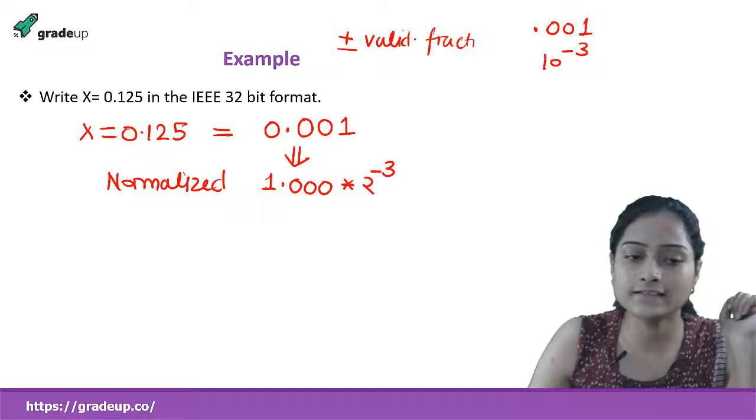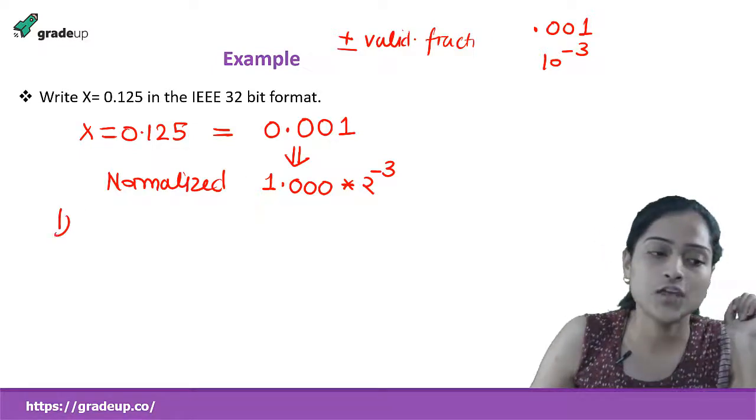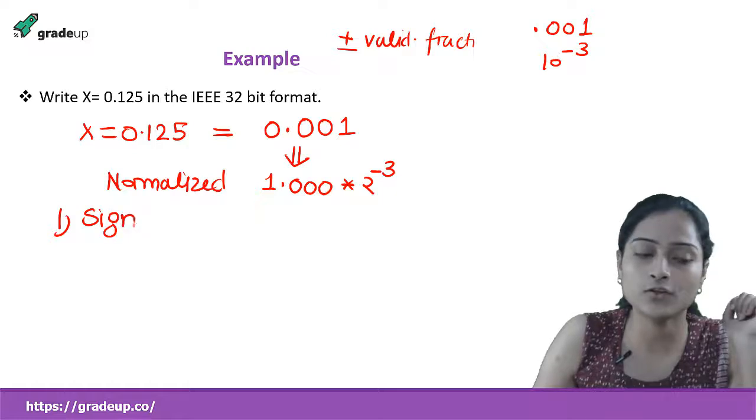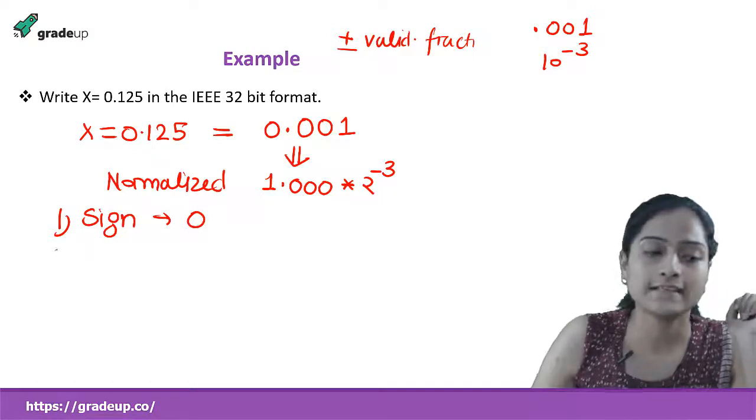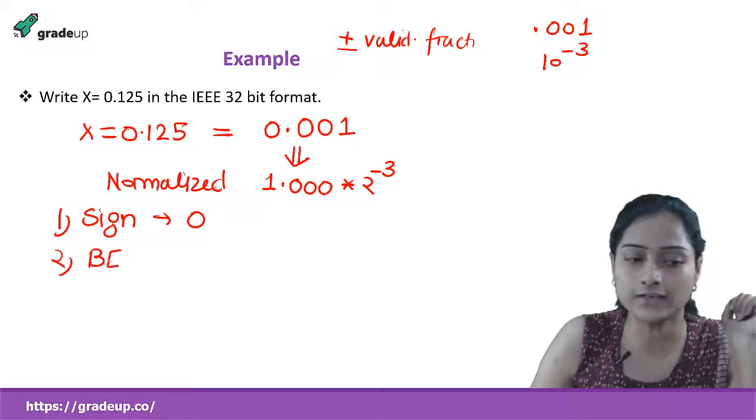Now your valid digit is 1. First thing which you have to store is your sign bit. Your sign bit over here is 0 because data is positive. Second field was biased exponent. Let us see how to calculate biased exponent.